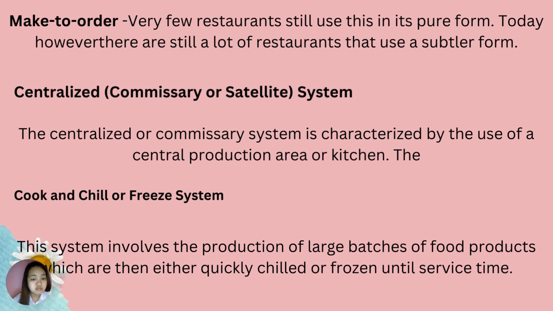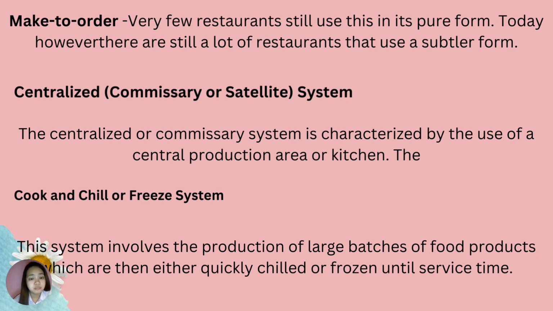So, the centralized or commissary system is characterized by the use of a central production area kitchen. So, the satellite units, which may be found in several different locations, act as distribution centers, which receive the product either in fully or partially finished form. So, yung satellite units makikita ito sa iba't ibang location and nagdi-distribute, parang distribution center siya. So dito mo marereceive yung product in fully or partially finished form na siya.